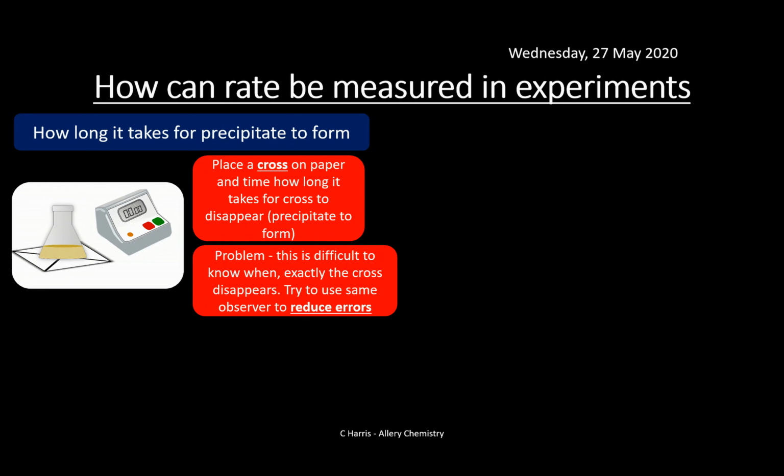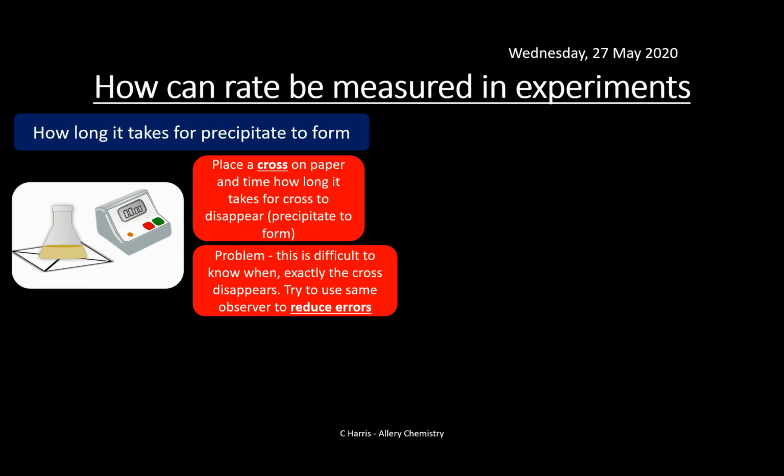Now, the problem with this experiment is that it's really difficult to know exactly when it does go cloudy. That sounds a bit strange, but this reaction may change slowly. It may form the precipitate slowly. So at which point do you actually stop the stopwatch and measure the rate of reaction?